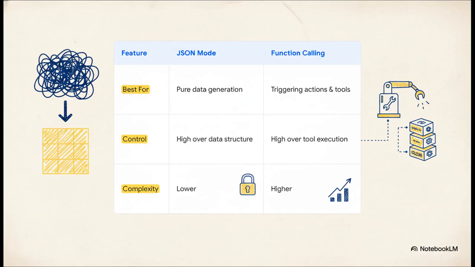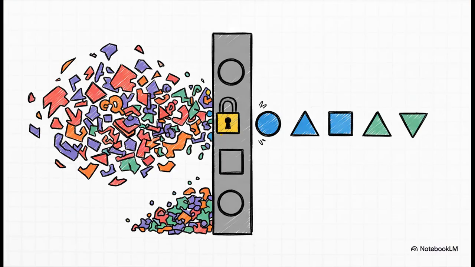Okay, so right about now, you might be thinking, hey, isn't this kind of like function calling? And it's a great question, so it's really important to know the difference. This table lays it out perfectly. JSON mode, which is what we're focused on, is really for pure data generation, just getting that structured info back. Function calling, on the other hand, is for when you need the AI to actually trigger actions or use external tools. So for what we're doing, JSON mode is way simpler and gives you that direct control over the data structure itself.